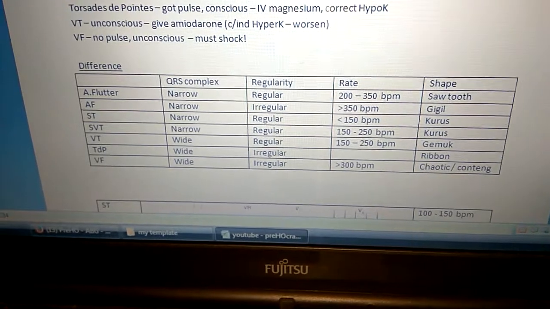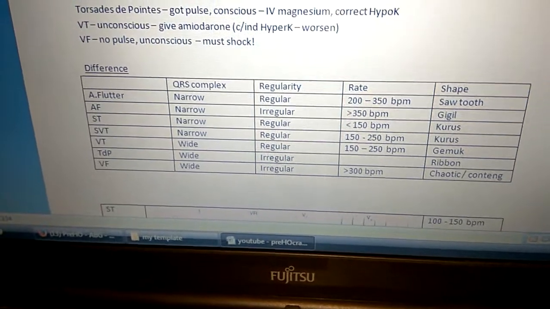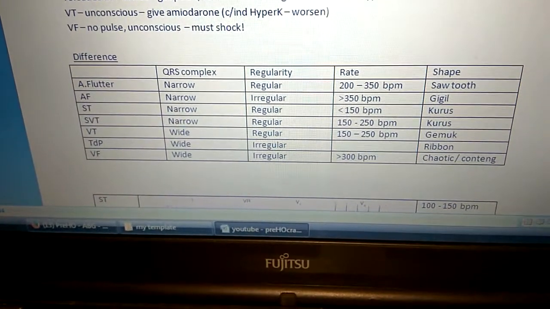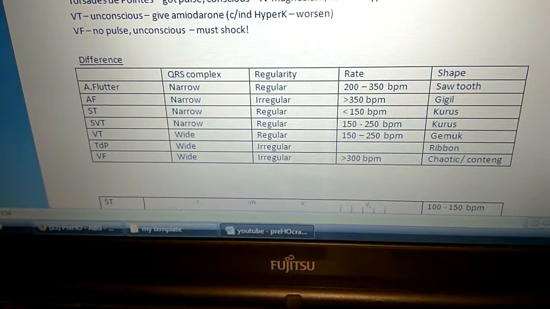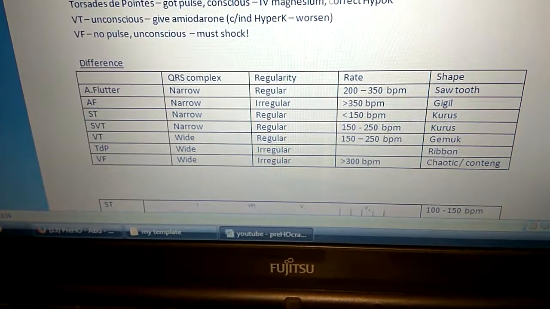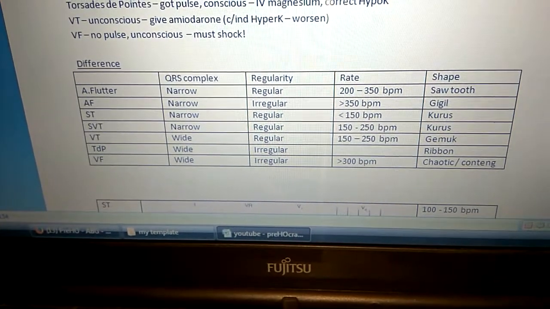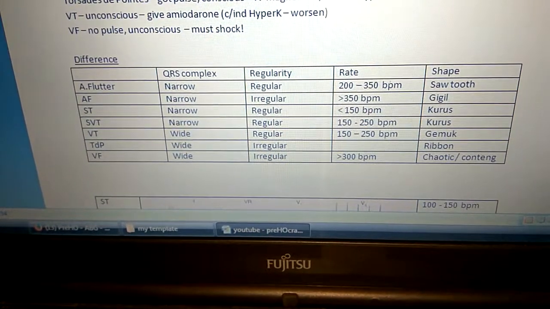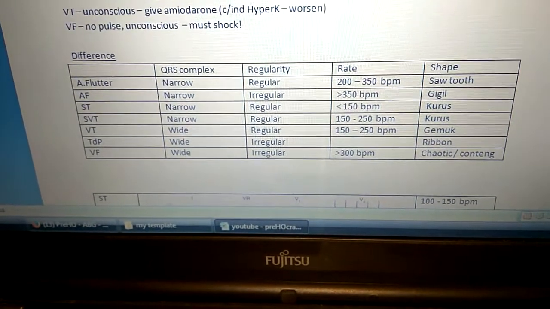For sinus tachycardia, the rate is lower, less than 150. Supraventricular tachycardia is higher, about 150 to 250. The shape is the same, thin, the only difference is the rate. For ventricular tachycardia, it has a wide QRS complex. The rate is the same for SVT and VT. However, for SVT the QRS complex is thin, while for VT it is fat.